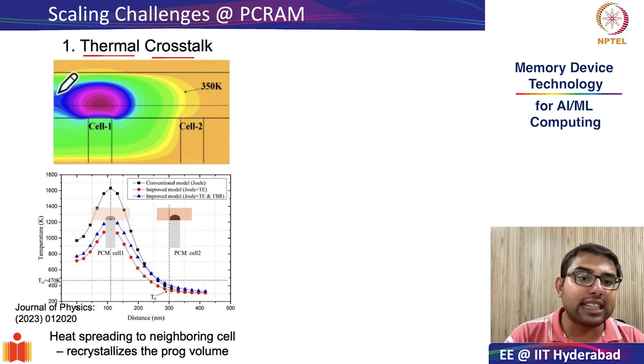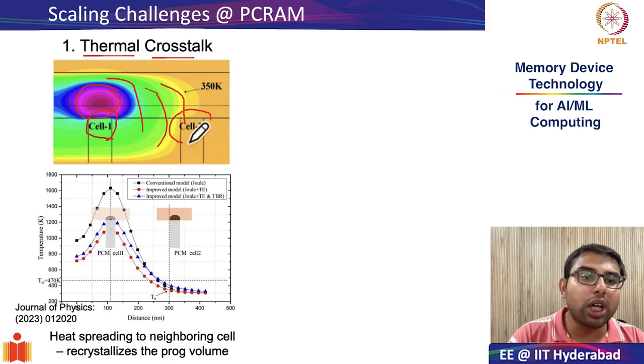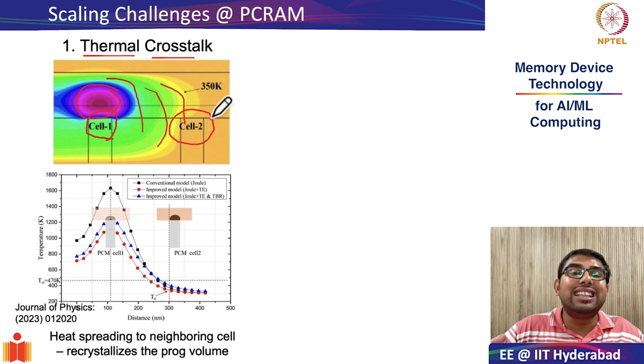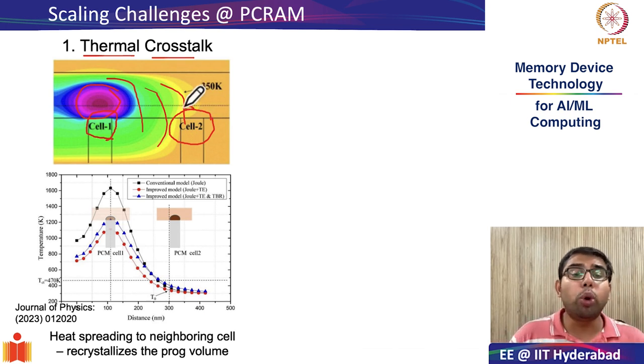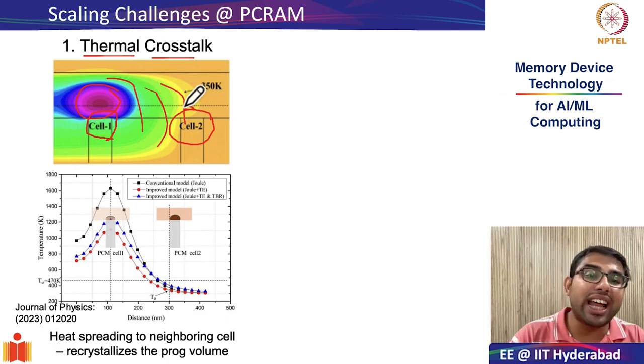Let me explain with this example. In this particular simulation, what has been shown is cell 1, which has been programmed. So there is a large amount of heat generated because of this reset pulse. As you can see, this heat, or the temperature gradient, has now spread out to the second cell also. And because this spread in the second cell is so large, it reaches temperatures which could be close to the recrystallization temperature of this particular material.